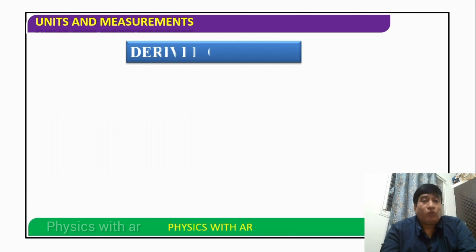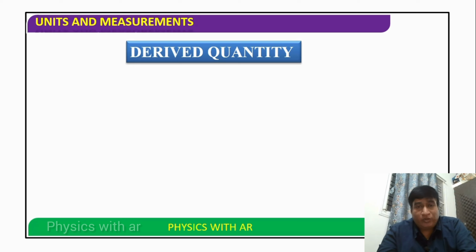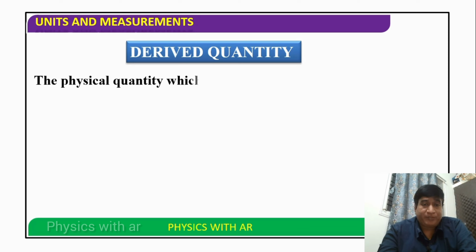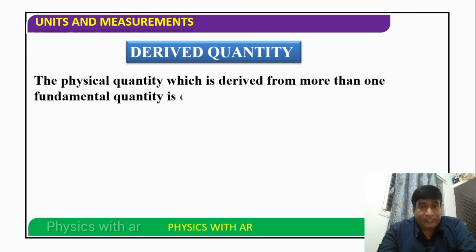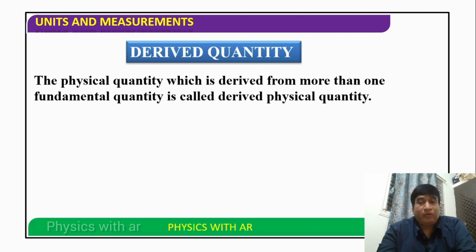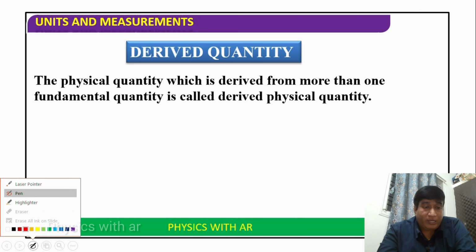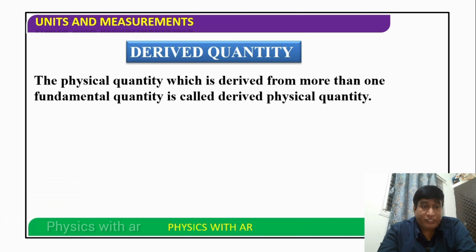Then what about derived quantities? Other than these 7 fundamental physical quantities and 2 supplementary quantities, all other quantities come under derived quantities. These are physical quantities derived from more than one fundamental quantity.